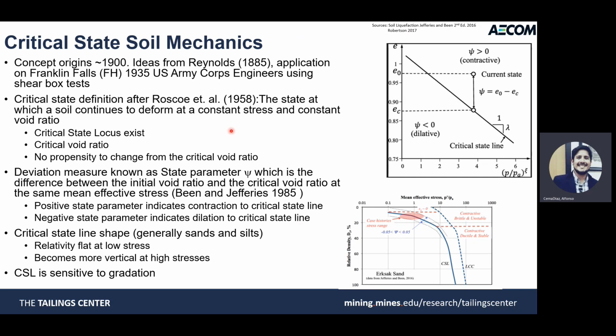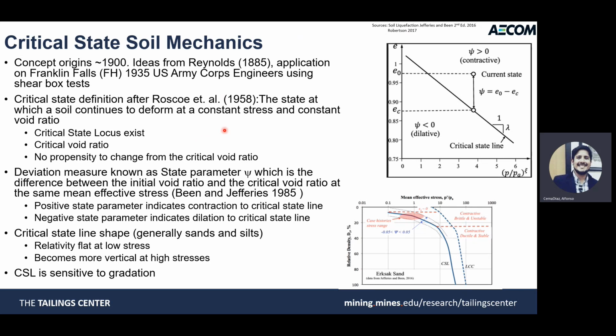This concept had origins in the 1900s based on a dam of the U.S. Army Corps of Engineers. In that project, they used shear box tests to come up with the response as a function of the void ratio. Then subsequent work from the Cambridge School and the Harvard School further explored these critical state soil mechanics, in which the three main contributions was we have a unique critical state line for a given confining pressure.